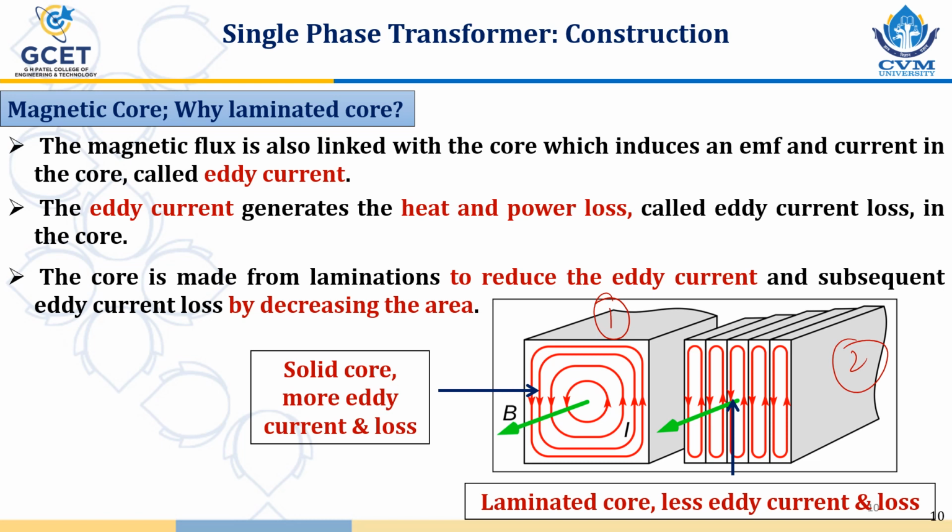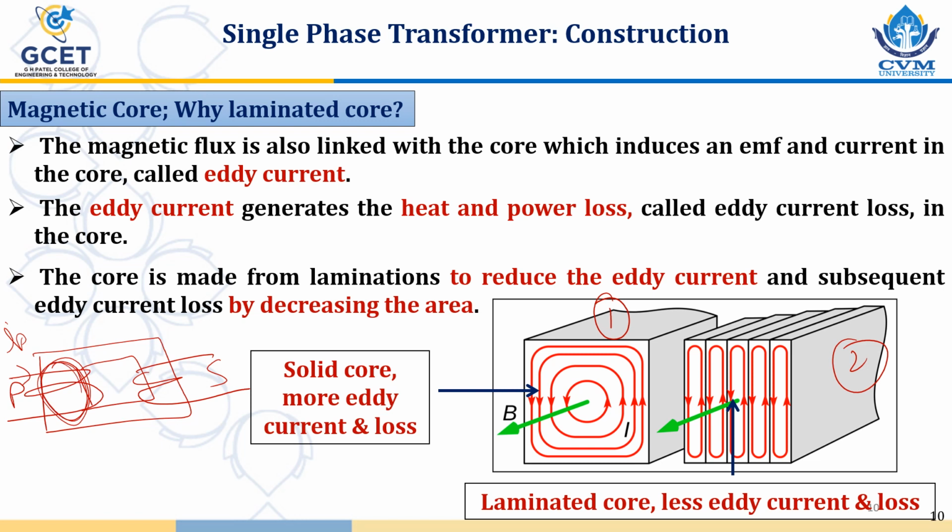Now, in this process, the flux will also link with the core, the same as the secondary winding. Let's try to understand with a simple diagram. This is primary, this is secondary and core. When we apply the current in the primary, flux is generated here. This flux flows through the core and it links with the secondary winding. During this process, the magnetic flux also links with the core itself.